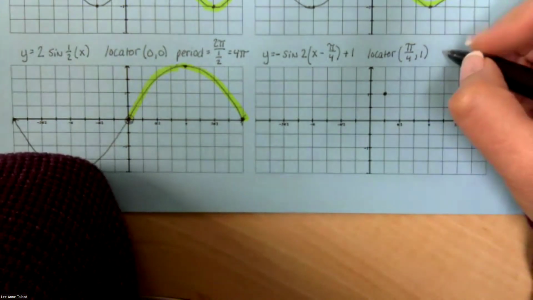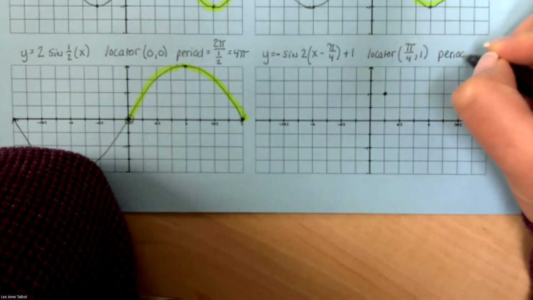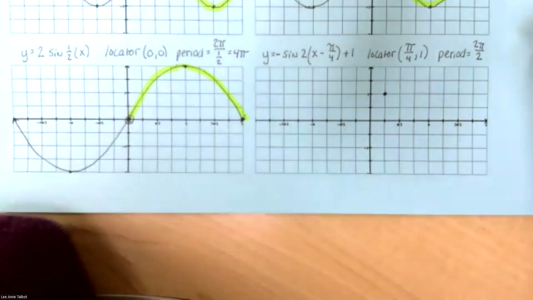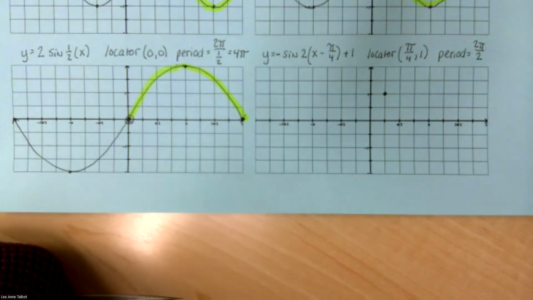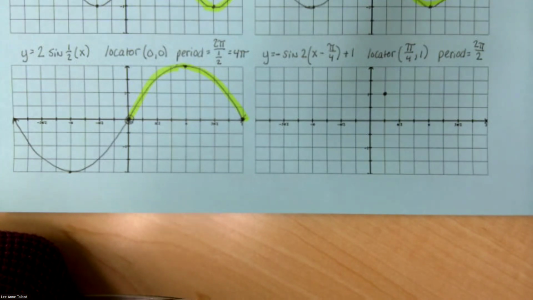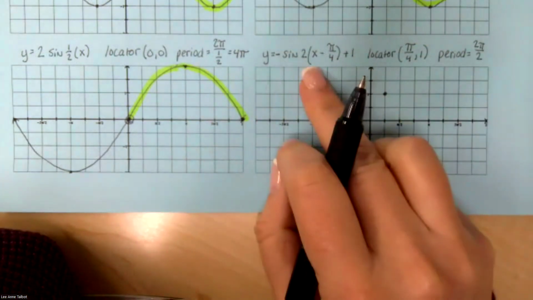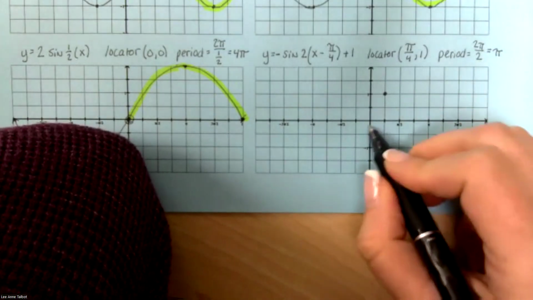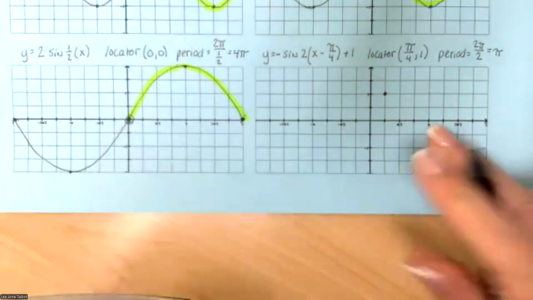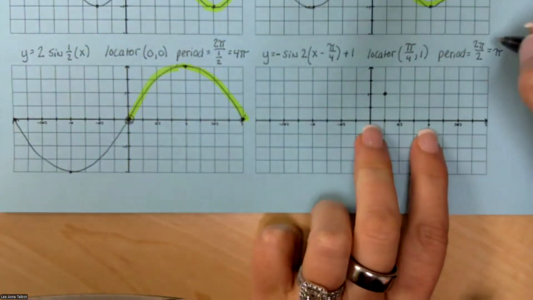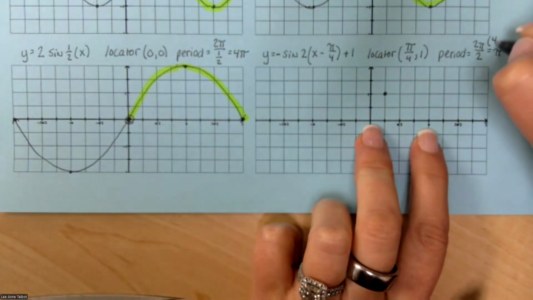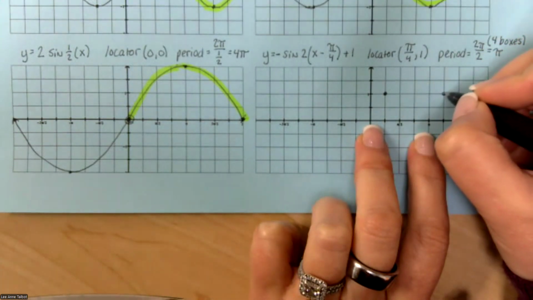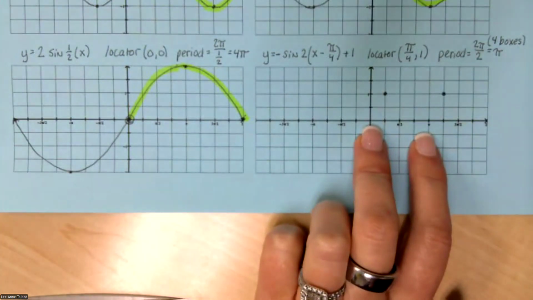Okay, period is 2 pi over 2. Do you see where I got the 2 from? In front of the parentheses. So that's pi. Okay, so how many boxes is pi on this graph paper? 4, perfect. So you want to go 4 boxes away, and that's going to end your wave.